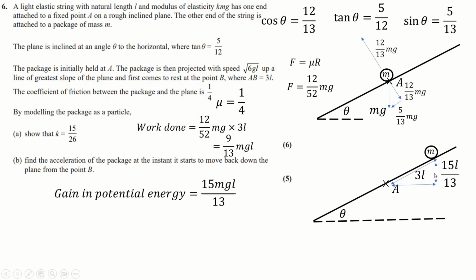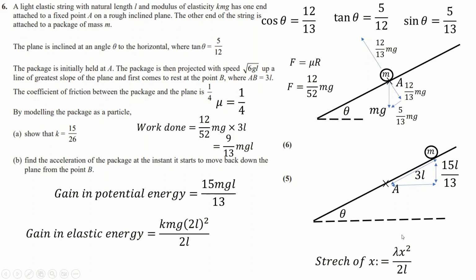So the change in potential energy is mgh. So mg times the height difference, which is this. That's the gain in potential energy. The gain in elastic energy, now the elastic energy equation is this. And lambda is this, kmg. X is the amount that it stretches by, and it's not stretched by 3L, it's stretched by 2L, because it naturally sits at length L. So X is 2L, and then we've got a 2L at the bottom here. This becomes 4L squared, cancels with the L, cancels with the 2, and you get the gain in elastic energy of that.